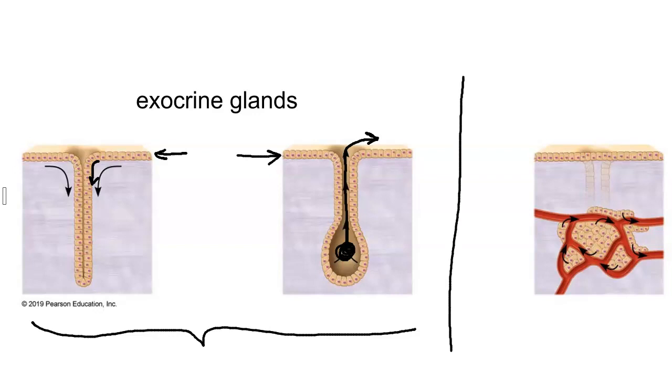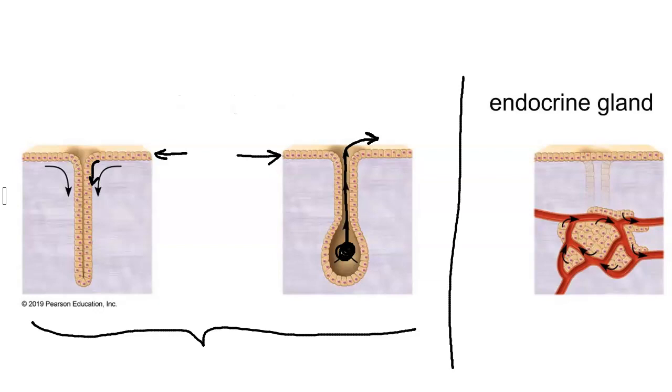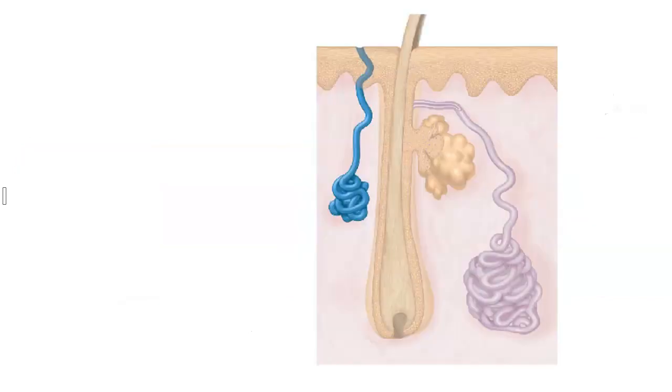That's very different from this picture, which is showing us an endocrine gland. We notice how the duct is faded out there. People call these ductless glands. It has a rich blood supply, and the product of the endocrine gland, a hormone, will be secreted directly into the blood.